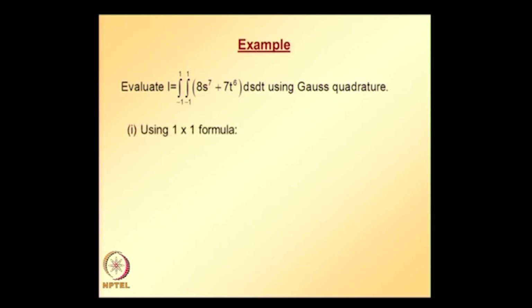So, let us verify whether that is true or not. Using the 1 by 1 integration formula, we need to evaluate the function at s equal to 0, t equal to 0 and multiply with weight 4. The function evaluated at s equal to 0, t equal to 0 turns out to be 0, and the weight is 4. So, 4 times 0 is 0. So, the estimate of this integral using the 1 by 1 formula is 0.